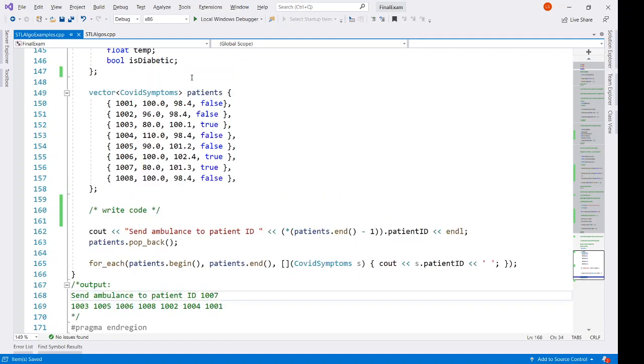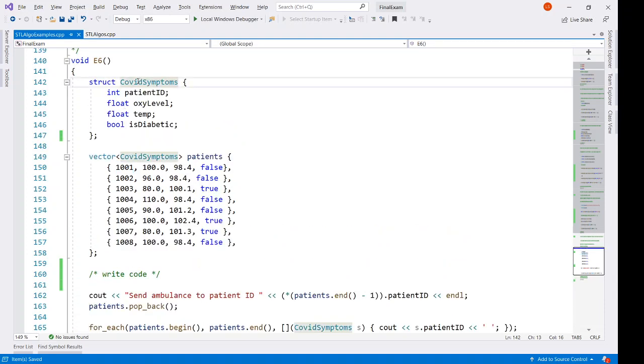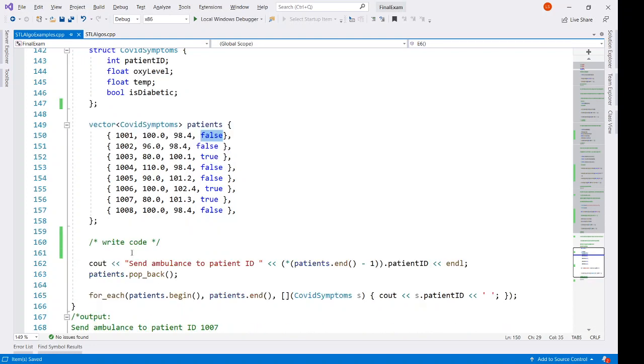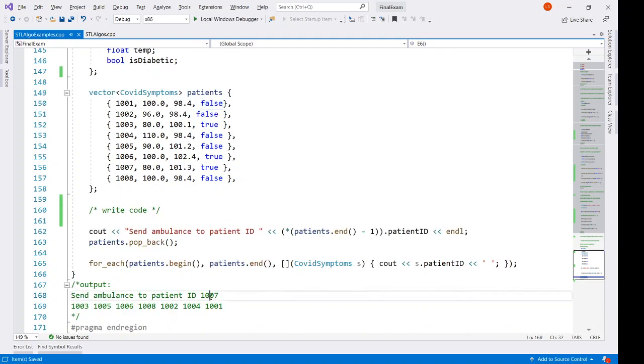So if we see this vector of patient, so this is the patient ID. This is the struct we are dealing with. It has patient ID, then oxygen level, the body temperature, and whether the patient is diabetic or not. And this is the list that has come to the hospital. So patient ID 1001, oxygen level, and the temperature, and whether the patient is diabetic or not, so on and so forth. So now the output should be that patient ID 1007 should be sent to the ambulance first.